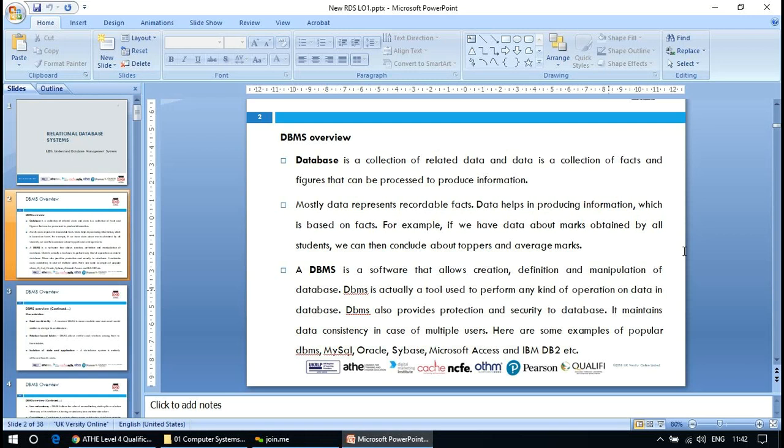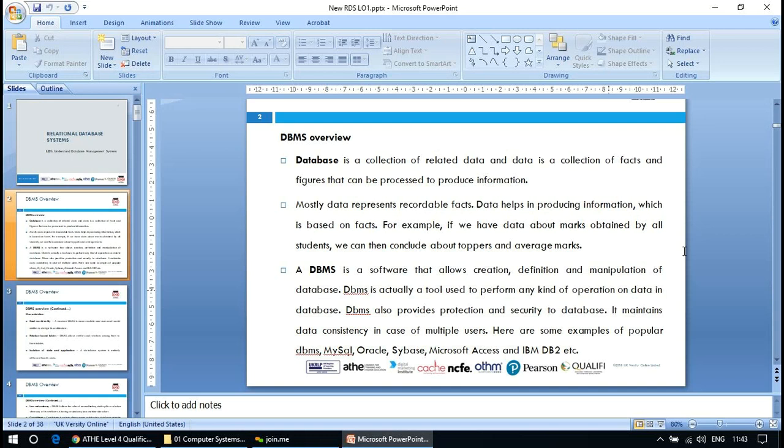It maintains data consistency in case of multiple users. For example, in a company, five staff members are accessing the records, but the data remains consistent. Consistency means the data doesn't get changed or mixed up because of the number of users, isn't it?